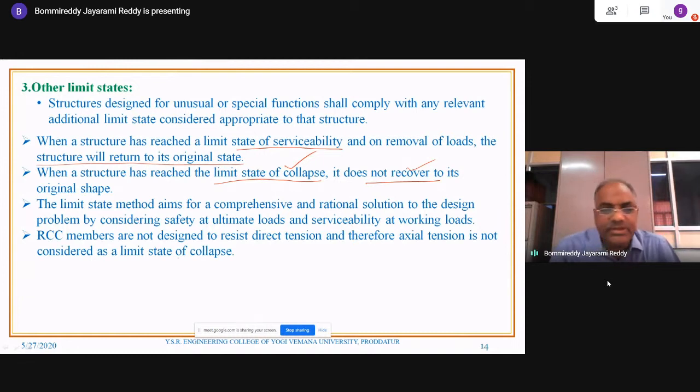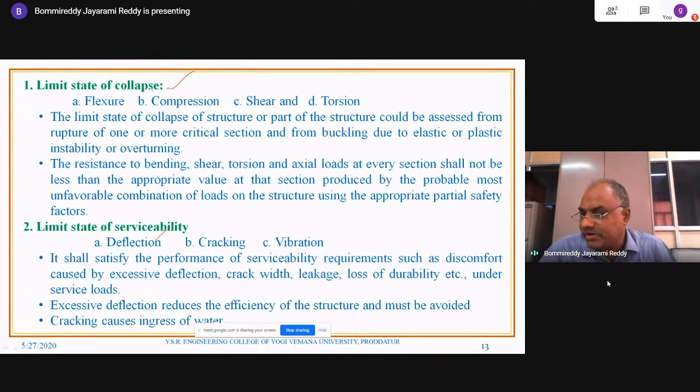The limit state method of design aims for a comprehensive and rational solution to the design problem by considering safety at ultimate loads and serviceability at working loads. RCC members are not designed to resist direct tension. Even in the limit state of collapse, only flexure, compression, etc.